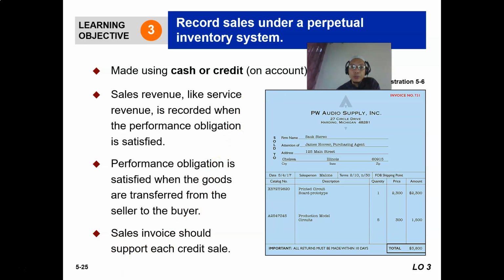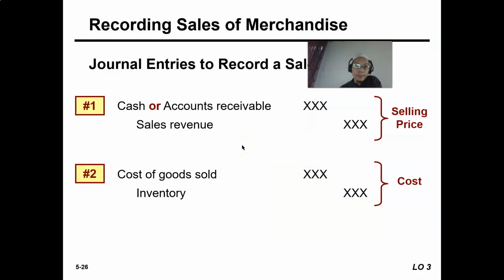The supporting document for that sale is the invoice issued by the seller. So when the seller issues an invoice after the items have been shipped, the seller can recognize this as a sale and update their accounts accordingly.